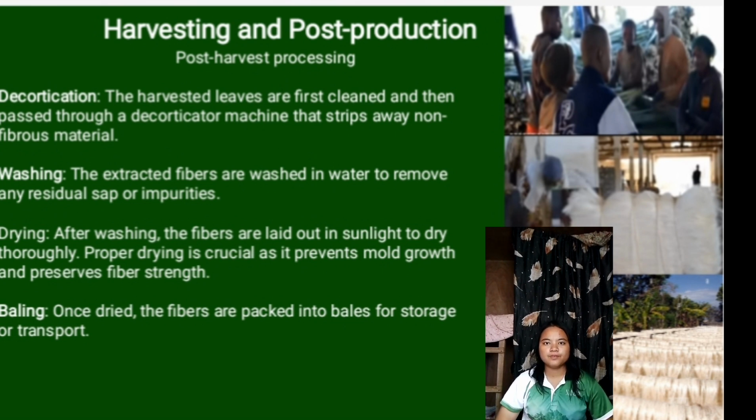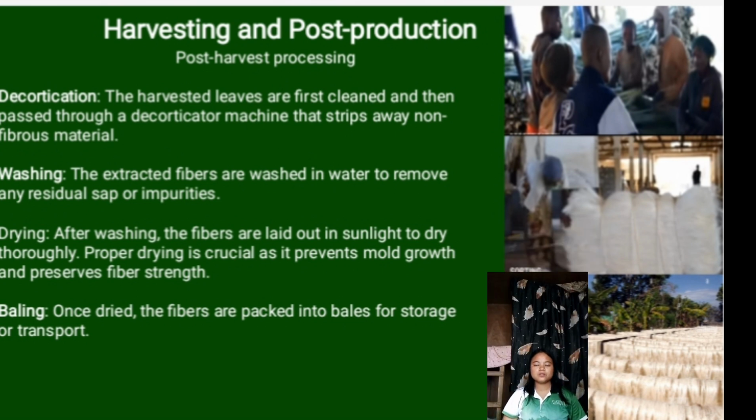Agave leaf harvesting is a manual process requiring careful handling. Older leaves, about 1 meter long, are selected due to fiber content differences. Dry weather is ideal for optimal harvesting to prevent moisture degradation.